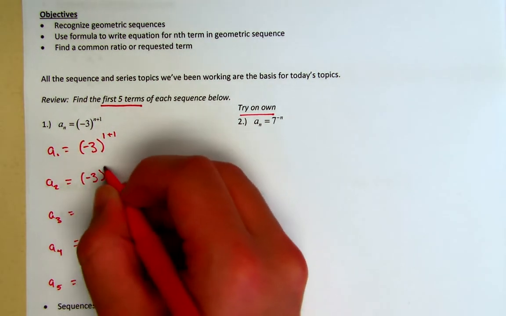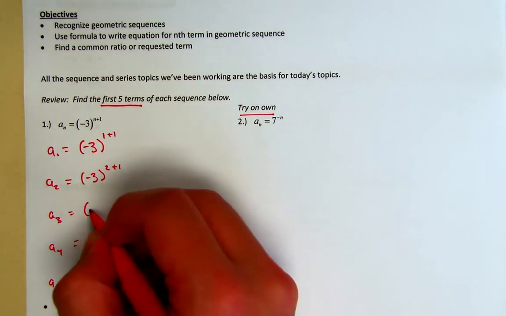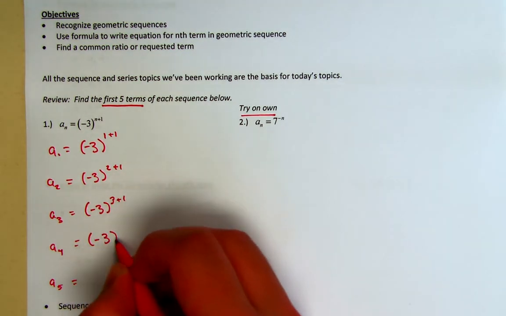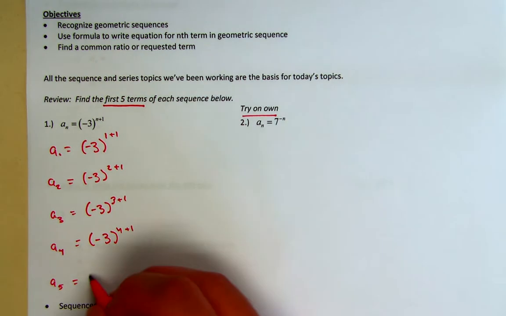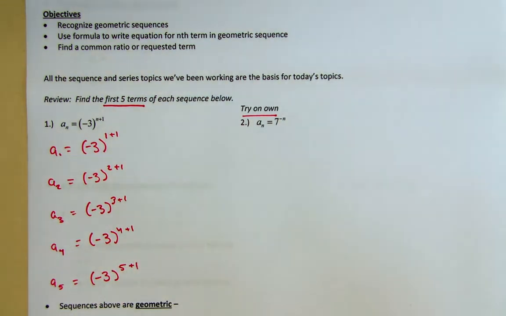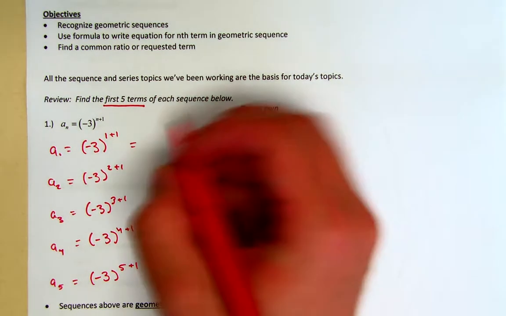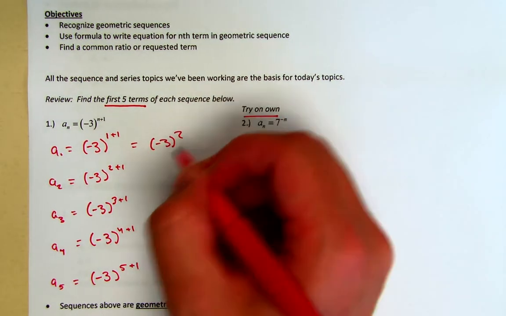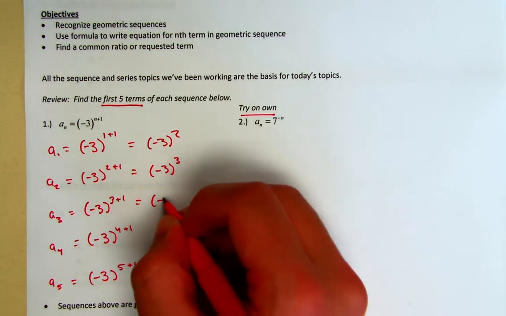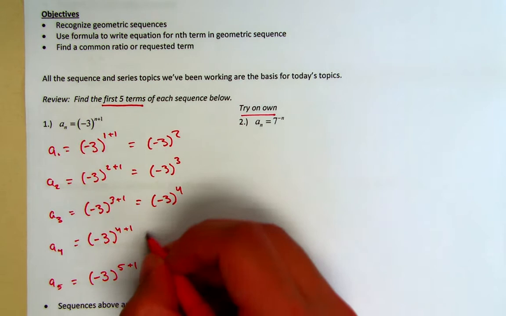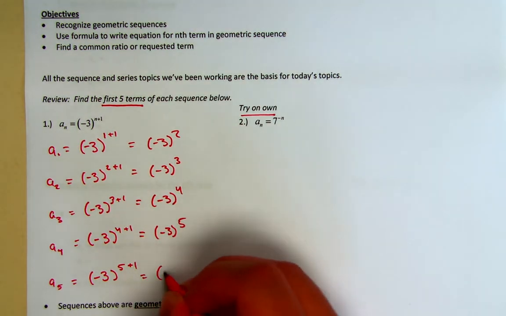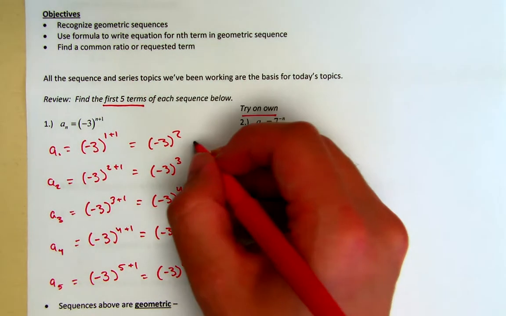Negative 3 to the 2 plus 1. Negative 3 to the 3 plus 1. Negative 3 to the 4 plus 1. And negative 3 to the 5 plus 1. Alright, simplify. Negative 3 squared. Negative 3 to the 3rd power. Negative 3 to the 4th power. Negative 3 to the 5th power. And negative 3 to the 6th power.